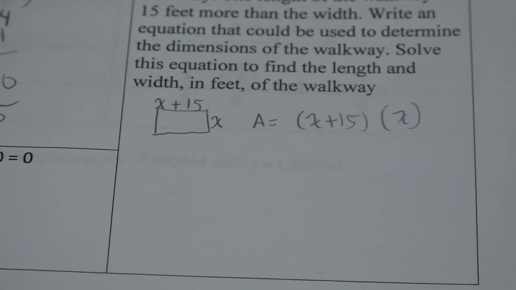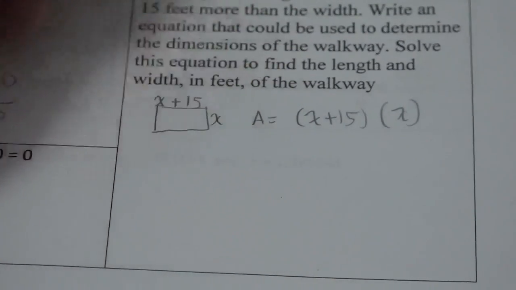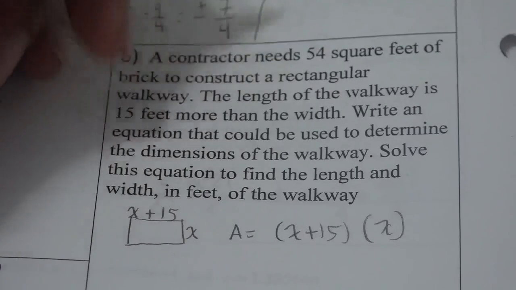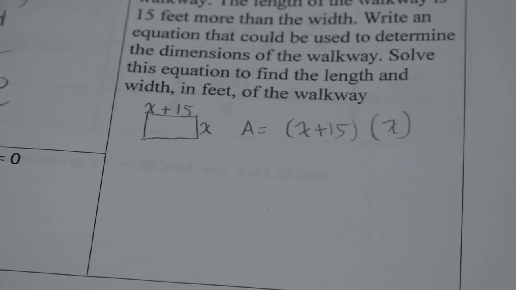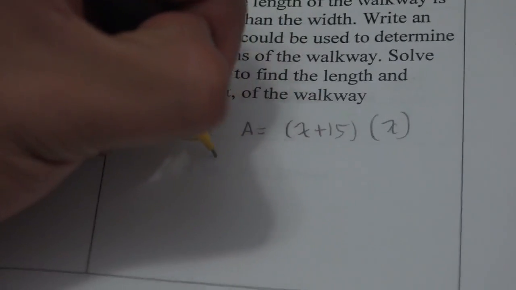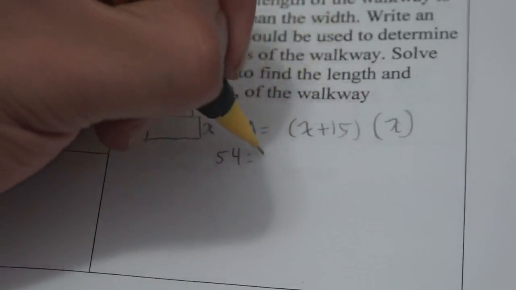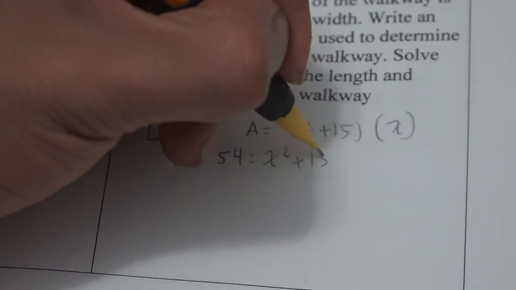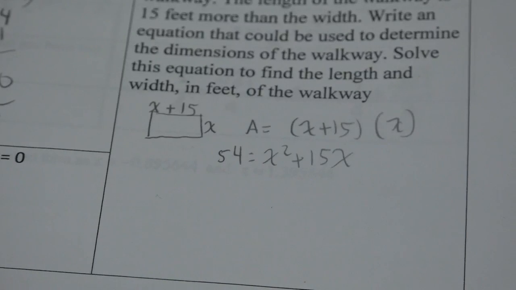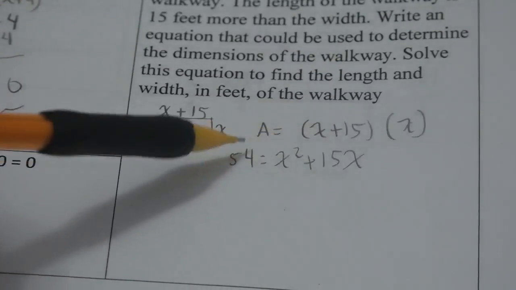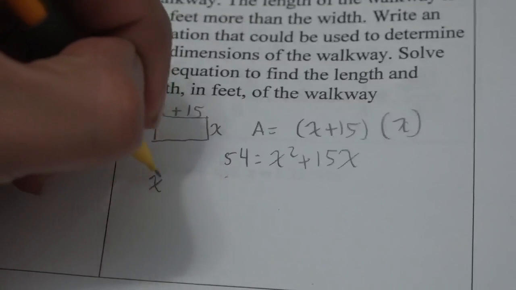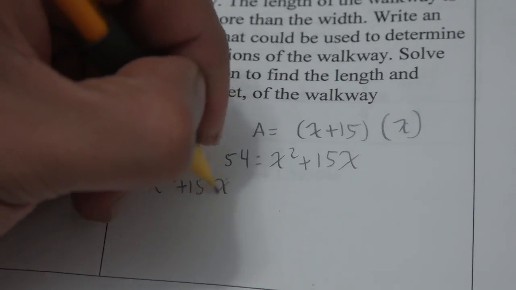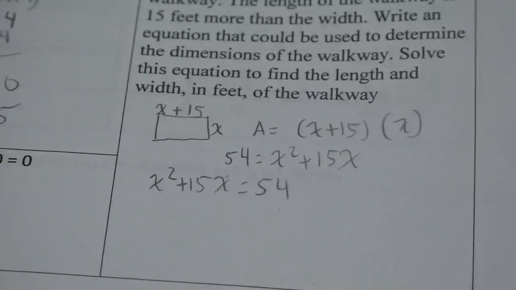Okay. So the area that was given to us is 54 square feet, right? Okay, so I'm going to say that 54 equals x squared plus 15x. All right. So how do you want to solve this? If you want to solve it by completing the square, remember that you already have the loose number on the other side. If you want to rewrite this as x squared plus 15x equaling 54, then by all means do so.